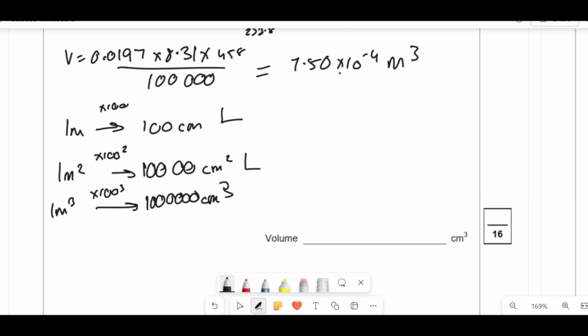So here we've worked out this in meters cubed, so what we need to do is times that by 10 to the 6, with 6 zeros. If we do that, we get 750 centimeters cubed.